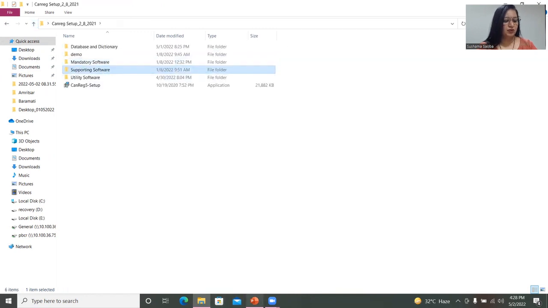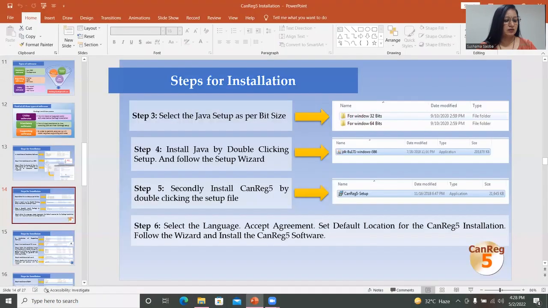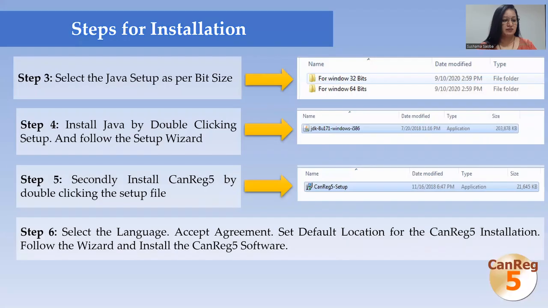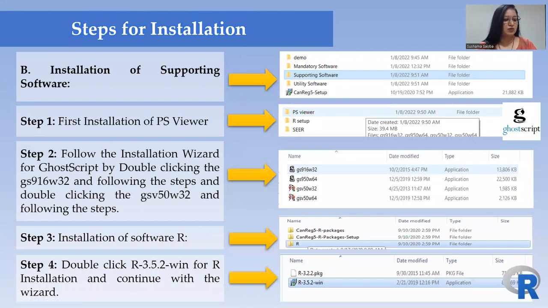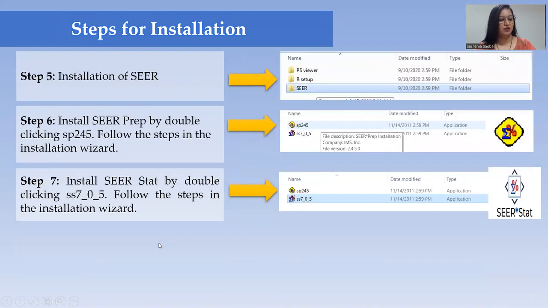Next, we will go for the supporting softwares. Just before that, we'll go back to our slides and check whether we have missed out any step. Step number 3, 4 have been completed. That is, Java was installed completely. Step number 5 and 6, yes, we have gone through the same. Now, let us come to the installation of the supporting softwares. First, we'll start by installing PS Viewer. After that, we'll install R. And after that, we'll go for the C.